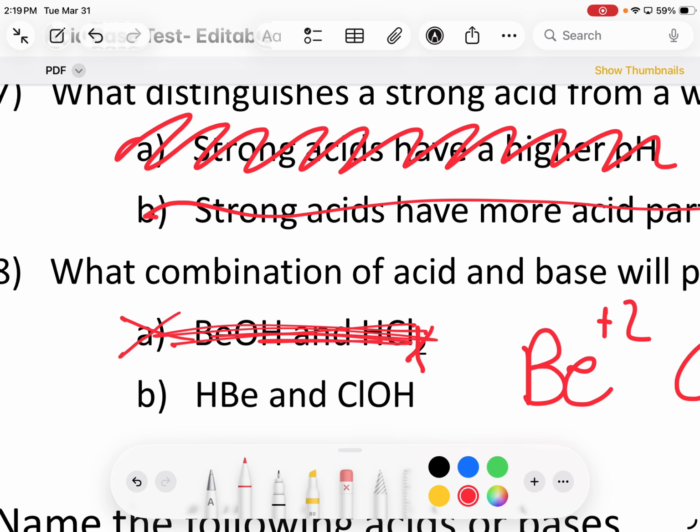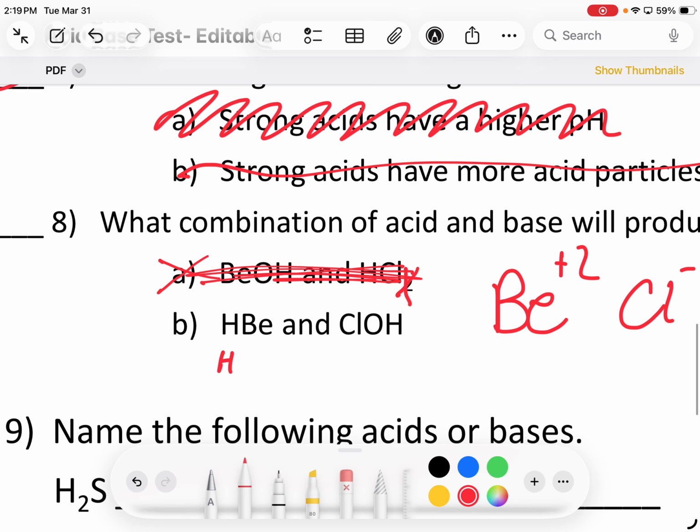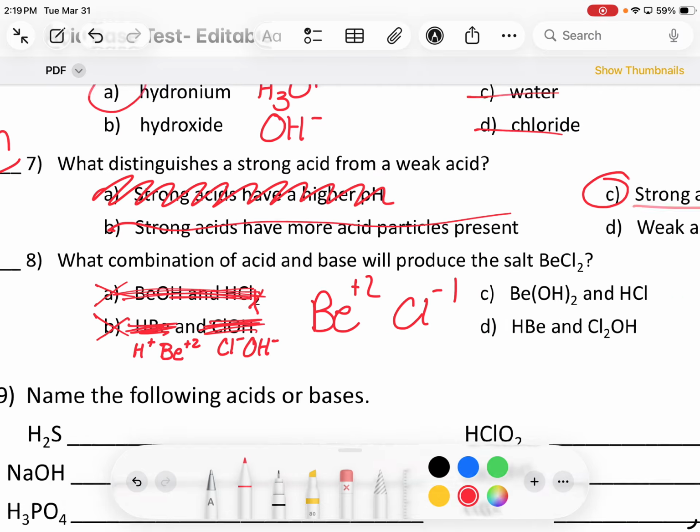If you look at letter B, we have hydrogen, but it's also bonding with beryllium. What do we notice about both of their charges? Hydrogen has a plus charge and beryllium has a plus charge. No. Don't put 2 of the same cations together, or 2 of the same anions together. No. Are you silly? Don't do that. Same way over here. Don't do that. No. So that's also wrong.